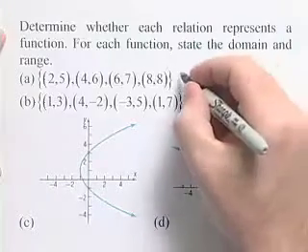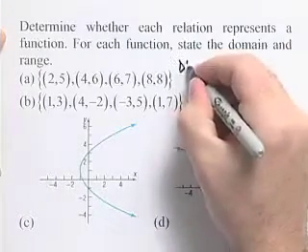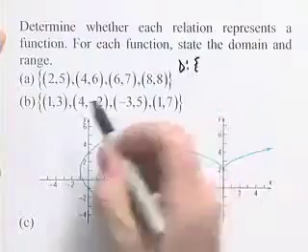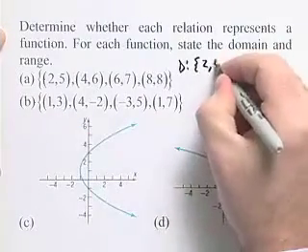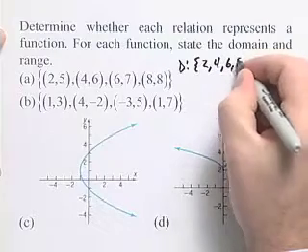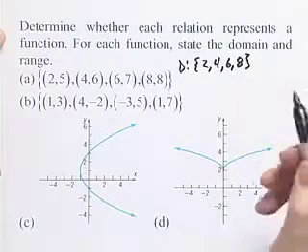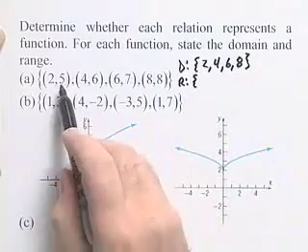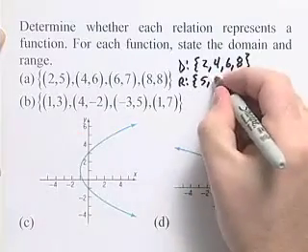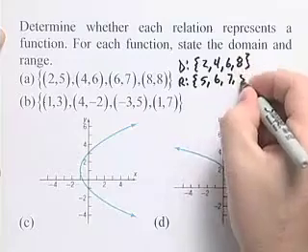Since this is a function, we'll write down the domain. The domain is the set of values that make up the x-coordinates. So we'll have 2, 4, 6, and 8 as our domain. The range is the set of values that make up the y-coordinates. So we have 5, 6, 7, and 8.